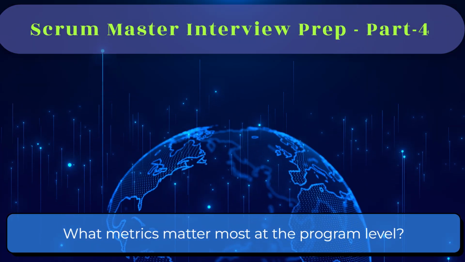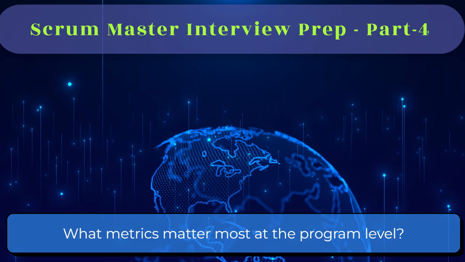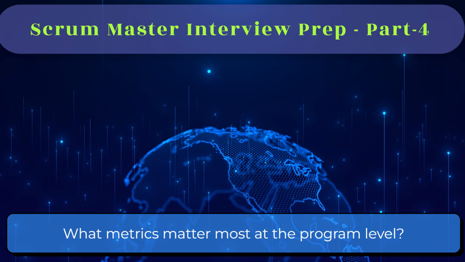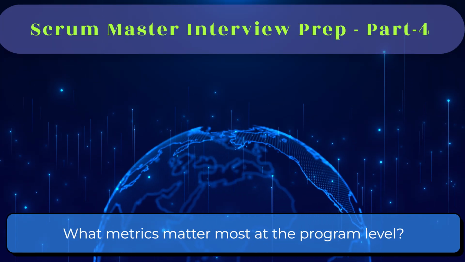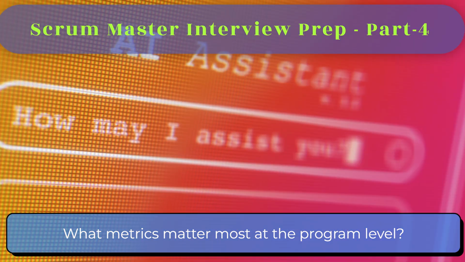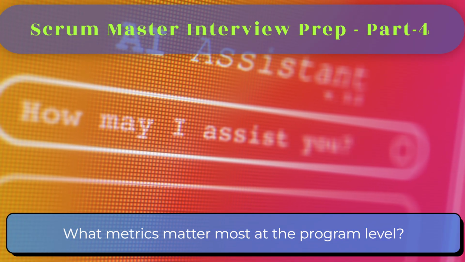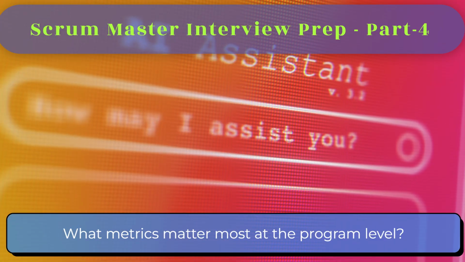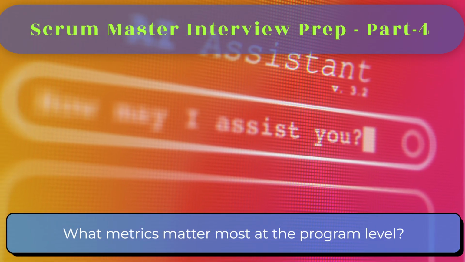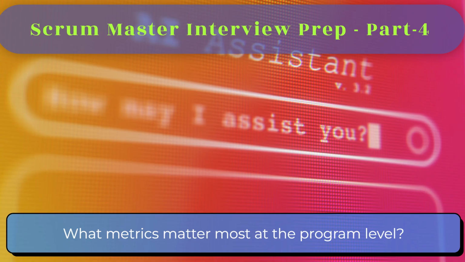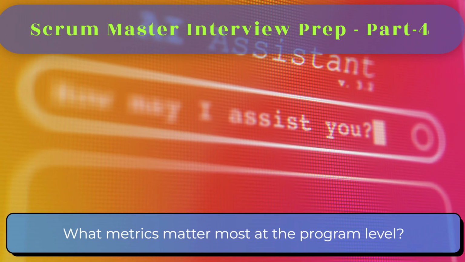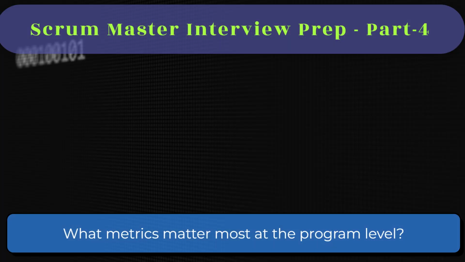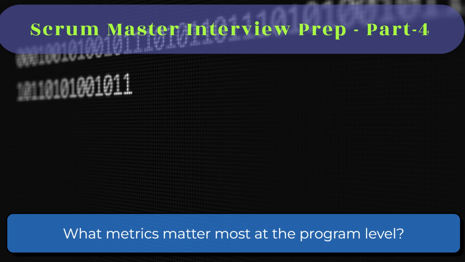Question 7. What metrics matter most at the program level? At the program level, the focus shifts from individual team metrics to outcomes. Predictability, value delivery, quality trends, and customer impact matter more than team velocity alone. This answer shows enterprise-level thinking.